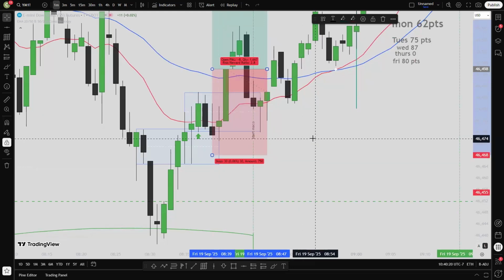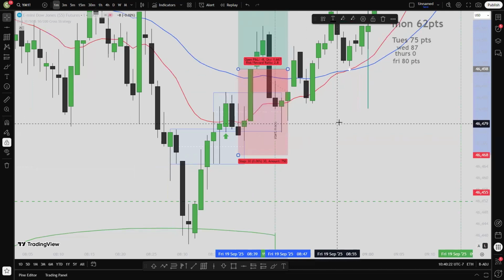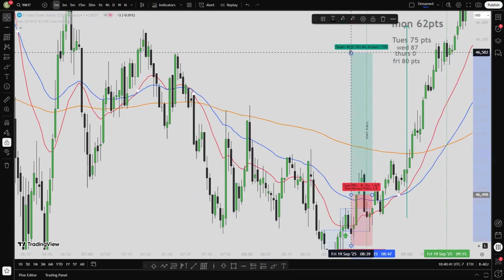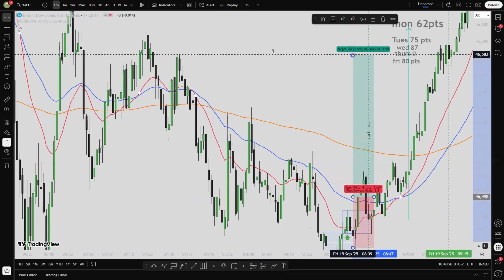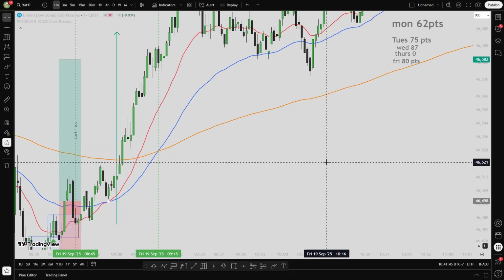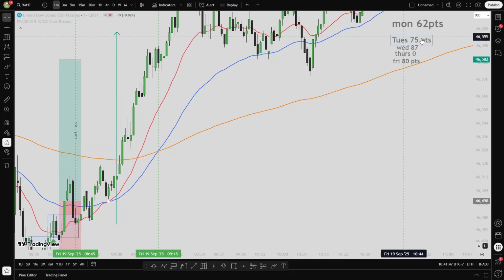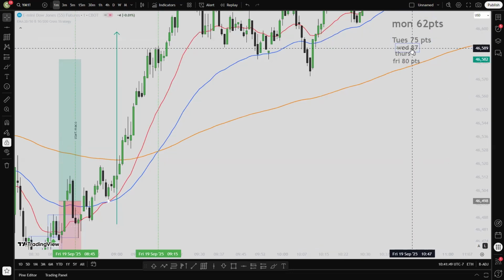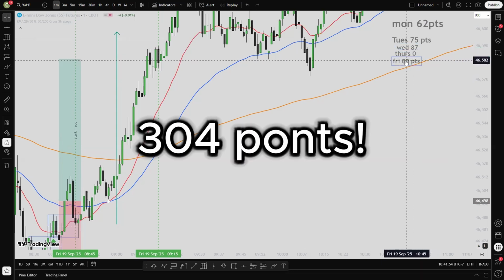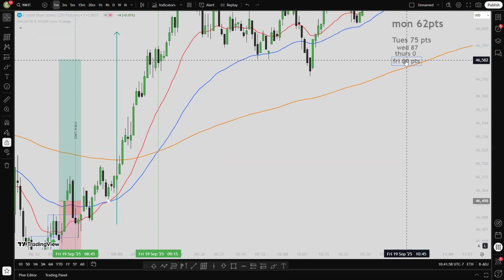So now we're looking for the first high that will give us a 1 to 3, which would be between 80 and 90 points. Well, here's the first high that gives you 84 points. That's why I was close enough to 90. And that is a wrap. That is Friday. So adding up the score here, you have Monday 62 points, Tuesday 75 points, Wednesday 87 points, and Friday 80 points, giving you a total of 304 points on the week, which is fantastic compared to the NASDAQ.